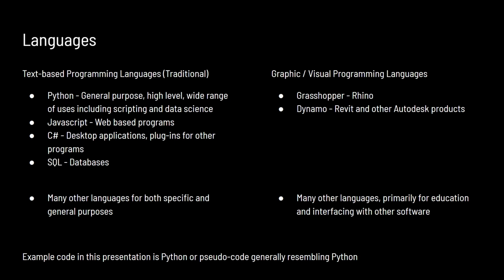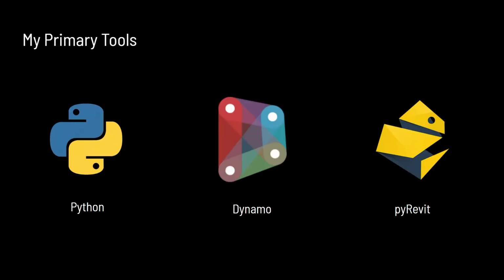There's some graphic programming languages, which are a little bit more visual and easier for architects to understand. Some examples of those are Grasshopper for Rhino and Dynamo for Revit. And there are some languages that are general purpose and some are more specific to certain applications or for working with different programs.